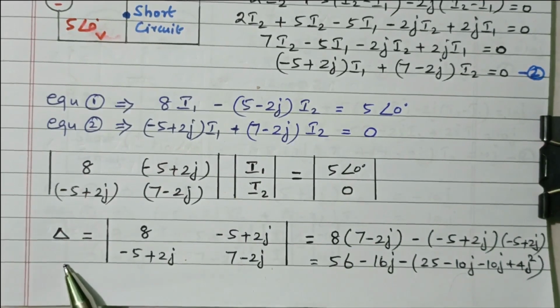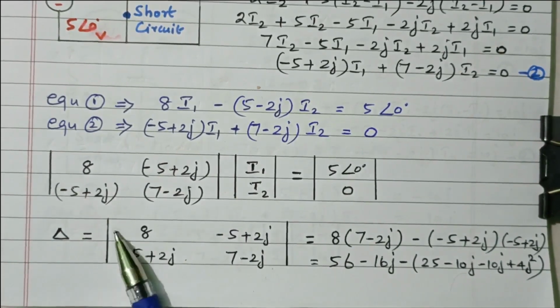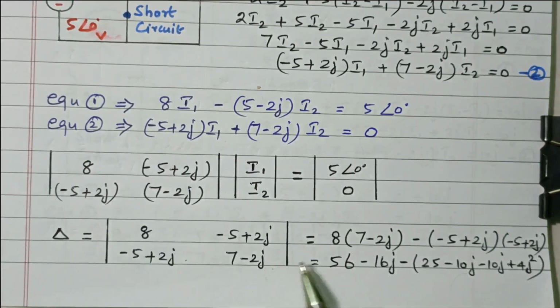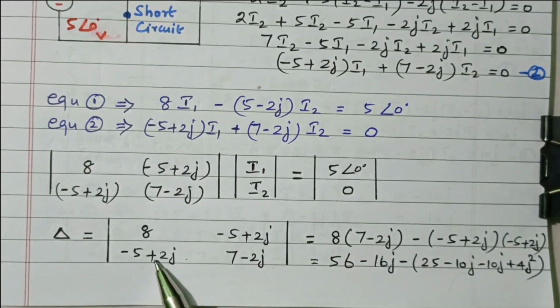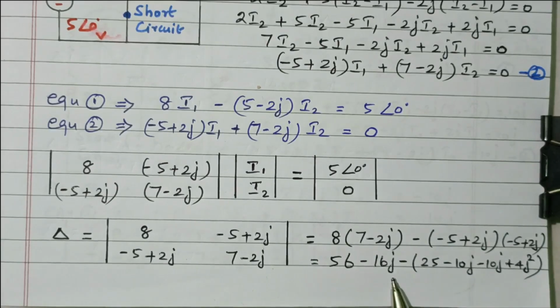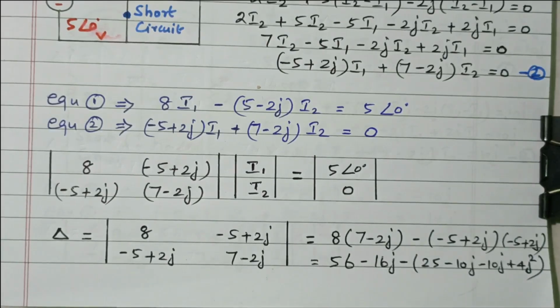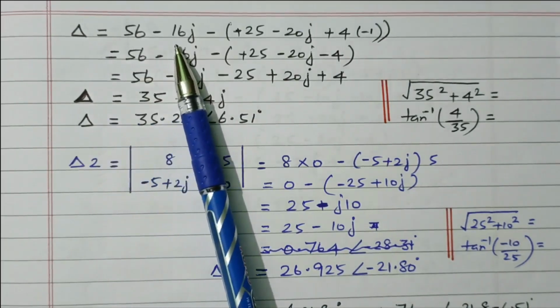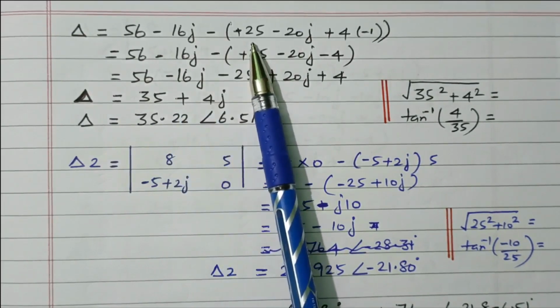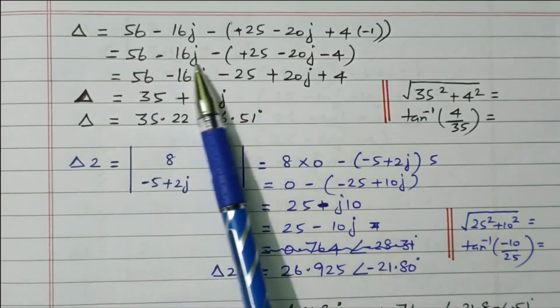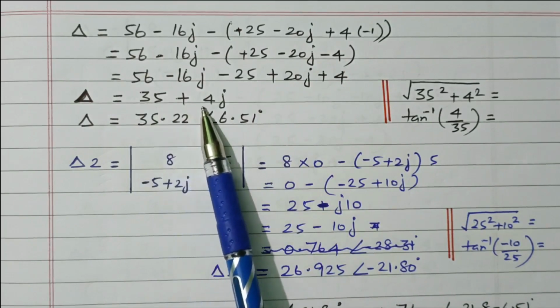Now we can find the delta value. This is nothing but delta; we need to find the determinant. You have to multiply these two: 8 into 7 minus 2j, minus of minus 5 plus 2j into minus 5 plus 2j. After multiplication and further simplification, delta equals 56 minus 16j minus of minus 25 minus 20j plus 4 into minus 1 is multiplied. After fully simplifying, we get 35 plus 4j.